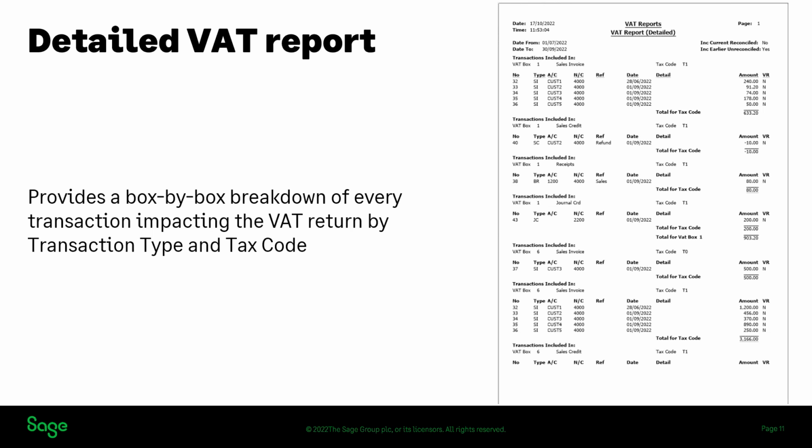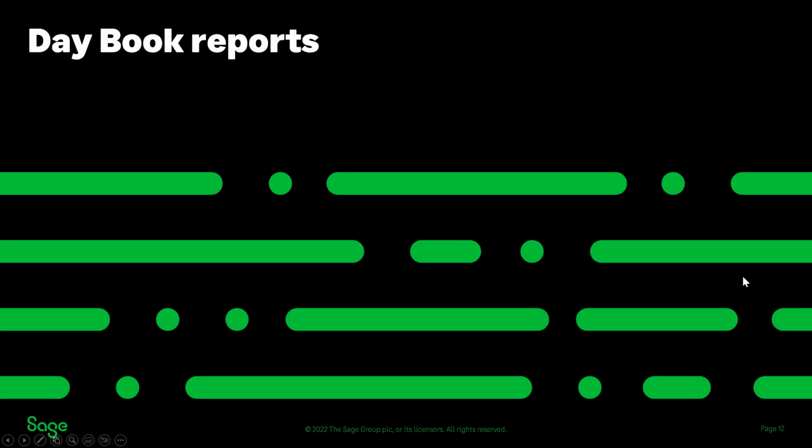So once we've got our detailed VAT report confirming everything that's included in the VAT return, what are we going to check it against to compare? This is where your daybook reports come in. Now, there are a lot of daybook reports available in the software, so it's completely understandable if you're not sure which ones you need to run to compare to your detailed VAT report. So I'm going to explain this all for you now.